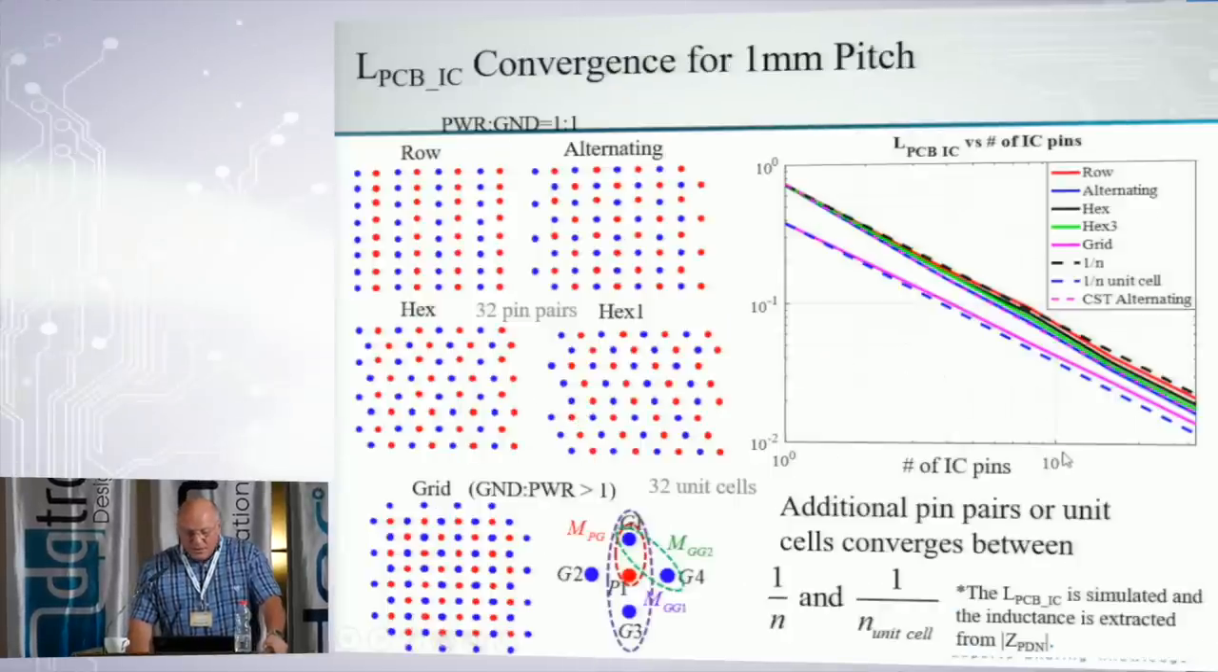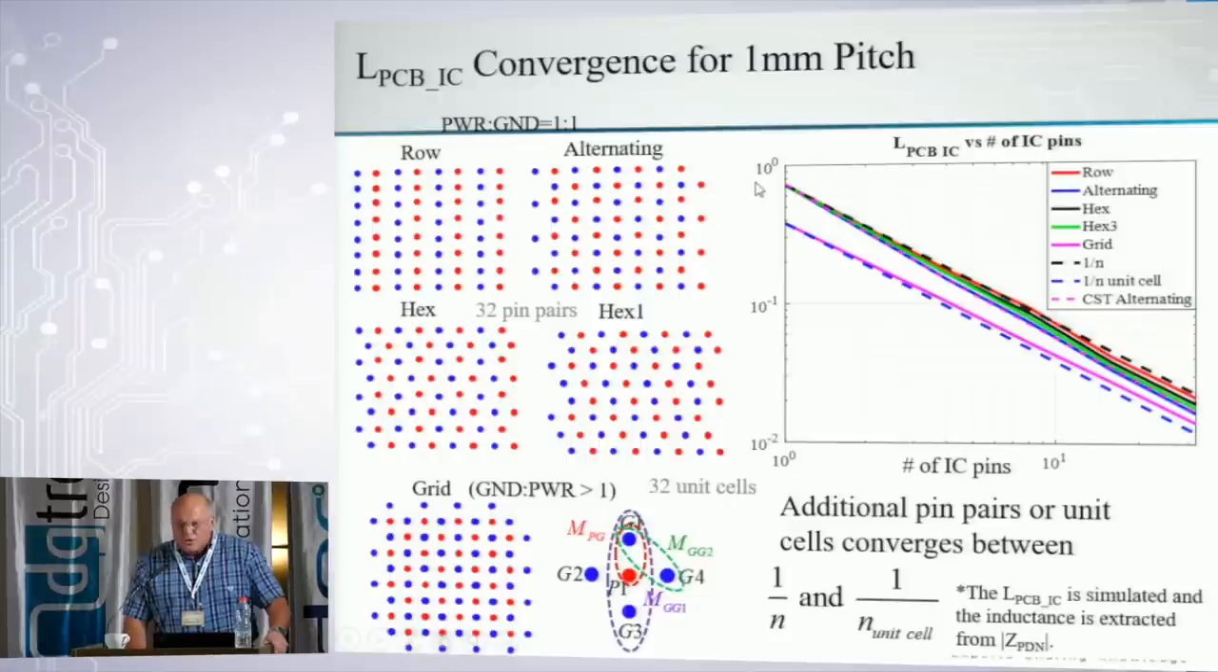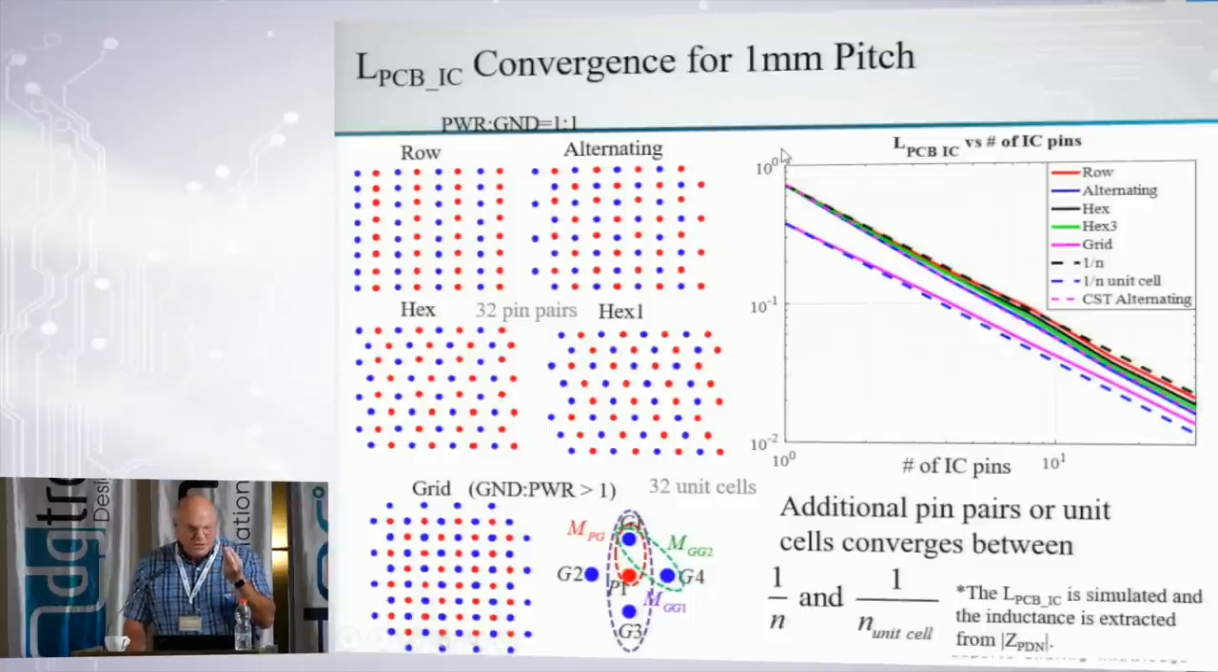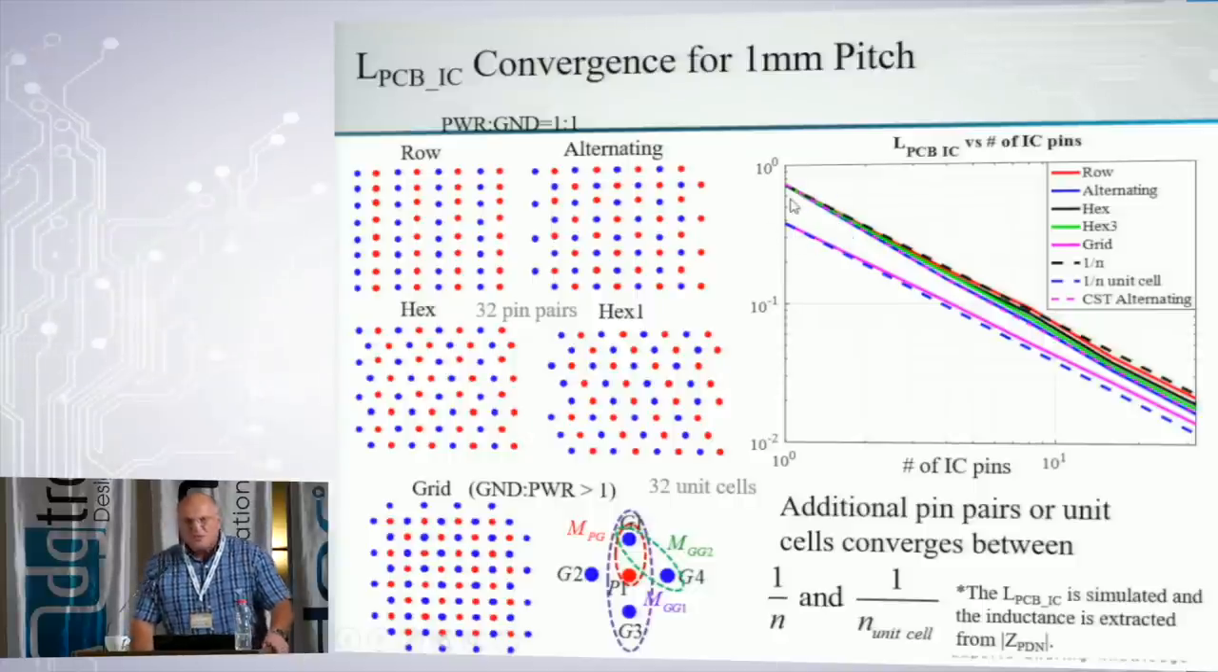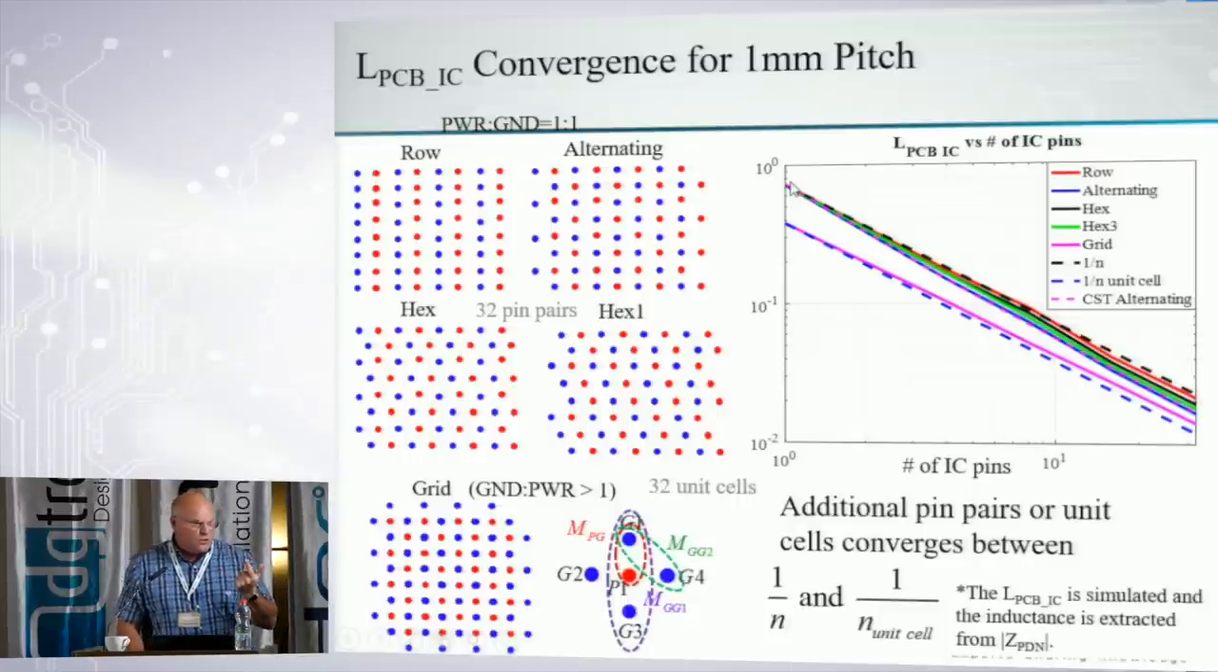calculations. Okay, and so what we do is we can calculate on a pre-layout, or we can calculate for a specific geometry. Okay, so we calculate for these different geometries, and this one here is calculated. Unfortunately, it didn't say, but this one right here is calculated for 1 millimeter pitch. Okay, now what we do is we calculate the first one. Okay, and then if we start to add power ground pairs, basically, on a per pair.